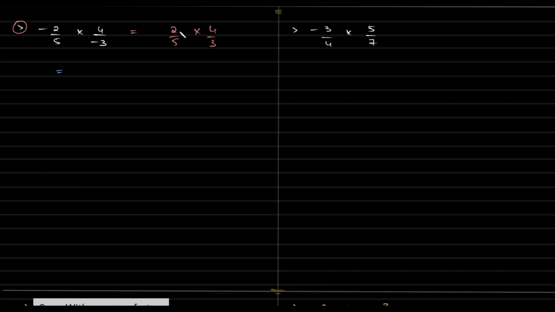Now, moving on. The next step is to check if they are in simplest form. Yes, there's nothing that I can do over here. So we are done. Just multiply the numerators and the denominators and we have the answer. That's it.